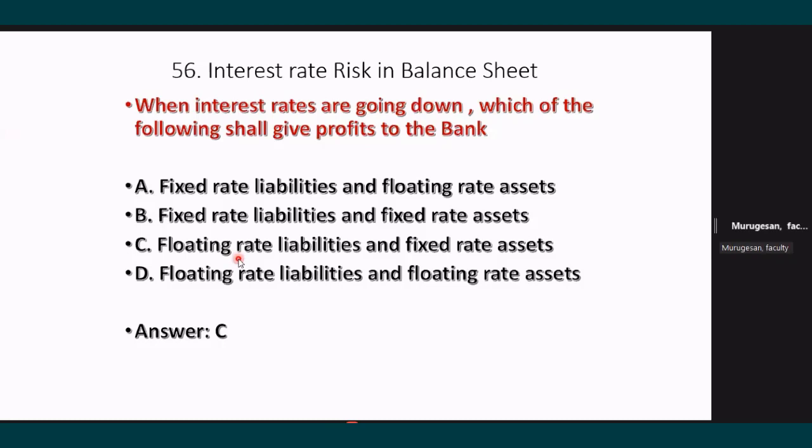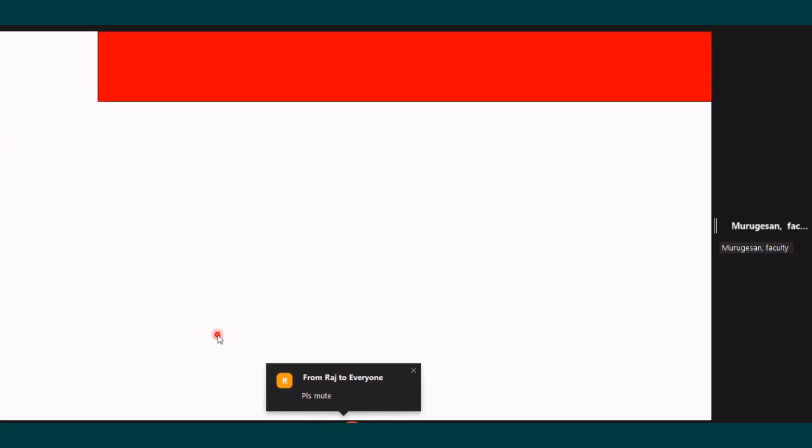You are all cracking. Okay, because interest rates are going down, you should not lose anything in the loans. The loan should be fixed rate assets, so you are assured of income. But liabilities should be floating, meaning you will be able to get deposits at a lower rate. So that is the C. C is the correct answer. You have to run a video in your mind.